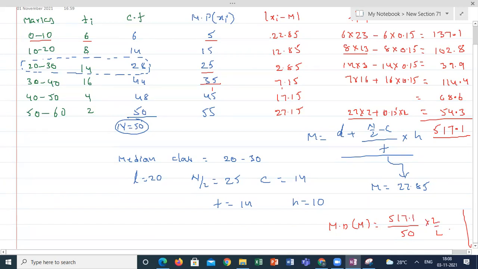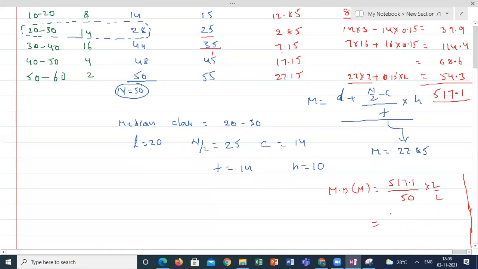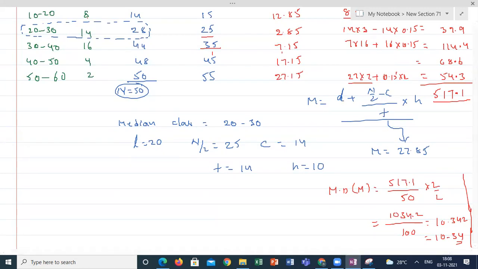What is your final answer? Can anyone give the final answer? 1034.2 by 100. The answer is 10.342, which rounds to 10.34. Simple. Everything I am doing with mental calculation only. Hope you understand what I have done.